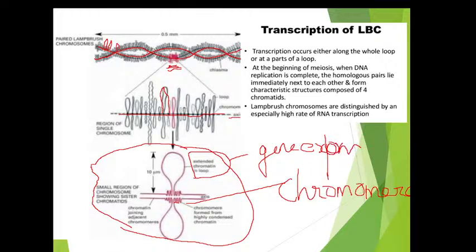Because these are the regions which are decondensed, those regions are loose and favor the formation of RNA, and in effect help in the synthesis of proteins. So more proteins will be produced. The majority of chromatin is not in the loops but in the highly condensed chromomeres.